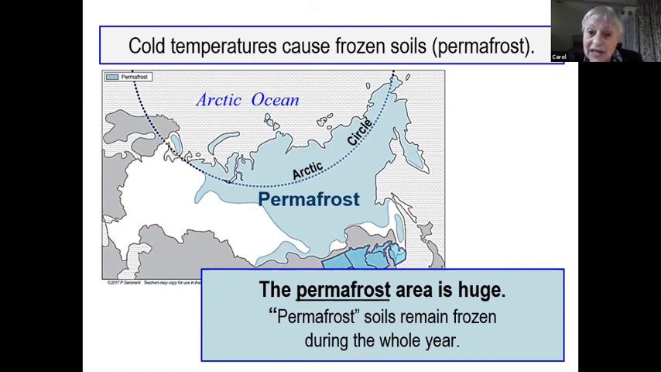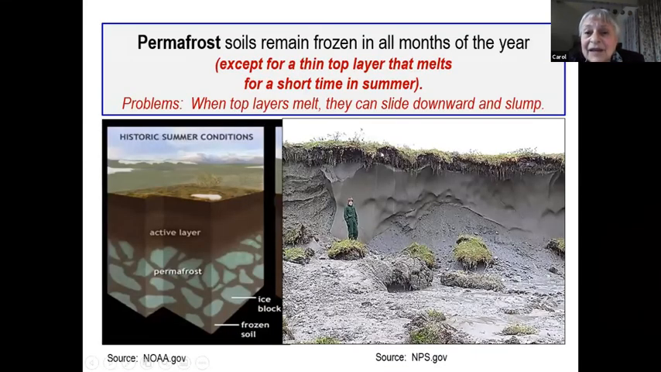Now, what we've seen is that permafrost soils deep will stay frozen, but the top couple inches, 6 inches, may melt for a couple months in the summertime. There's a bit of a problem when it melts, and we'll see that. Can you see that this is the top that has melted in the summertime, but all the rest of this permafrost soil is still frozen in summertime?